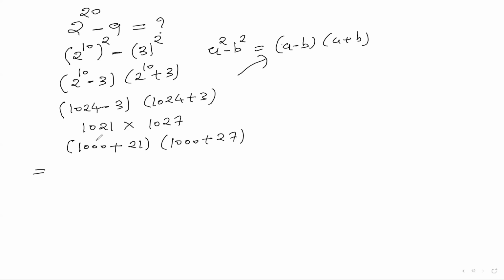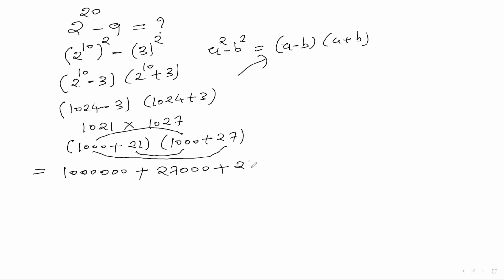So let us say 1000 multiplied by 1000, which will be a million, plus 1000 multiplied by 27, which will be 27,000, plus 21 multiplied by 1000, which is 21,000, plus 21 times 27. Then we'll try to work it out.